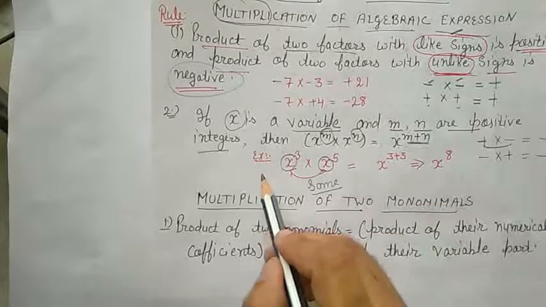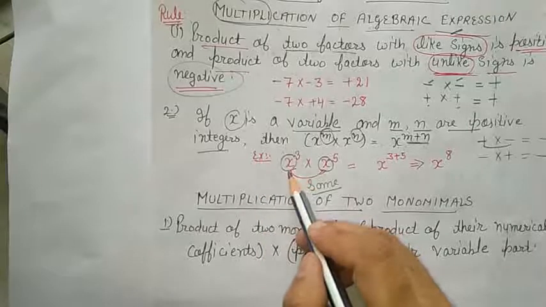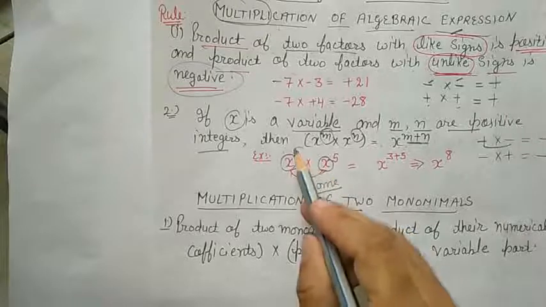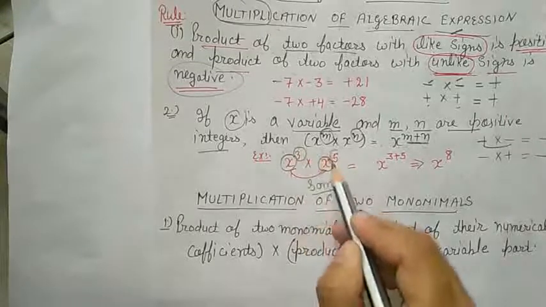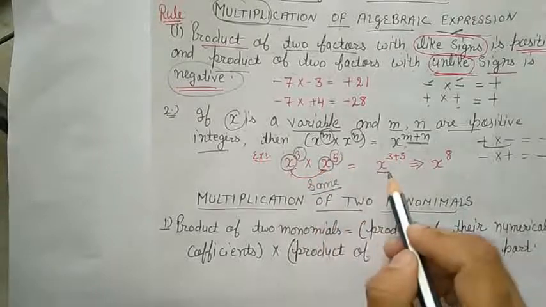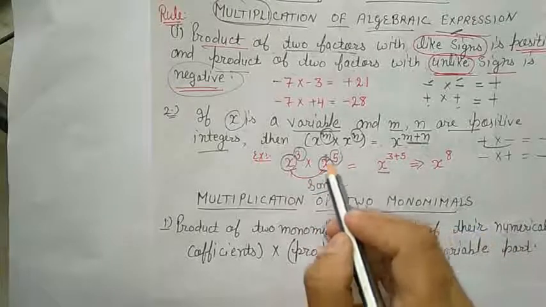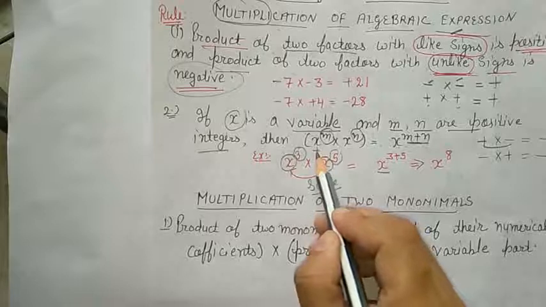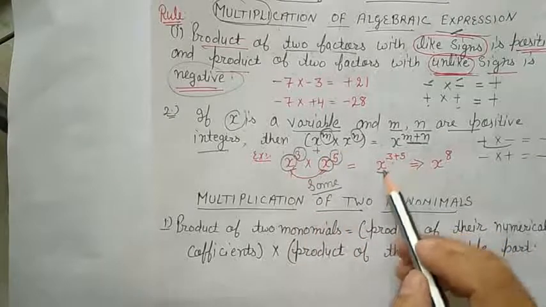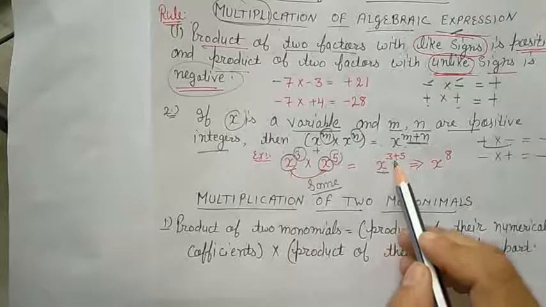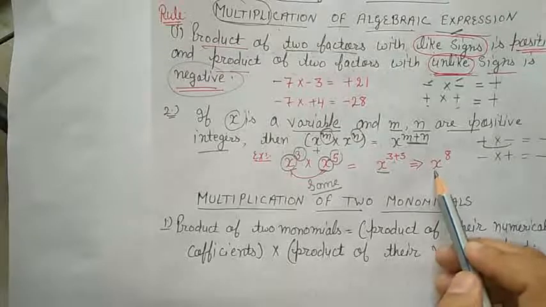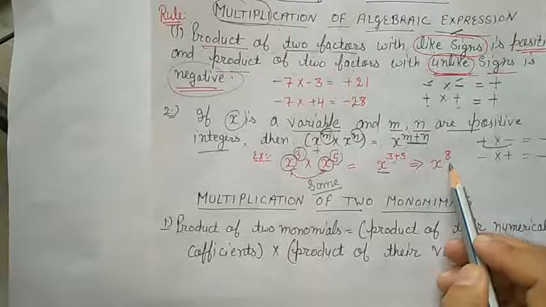There is one example. We have variable x and positive integers 3 and 5. Variable is x and we can add these powers, और इनकी powers को हम क्या करवा देंगे? Add. So x raised to power 3 plus 5 will be equal to x raised to power 8.